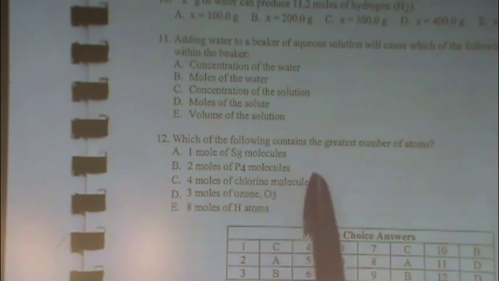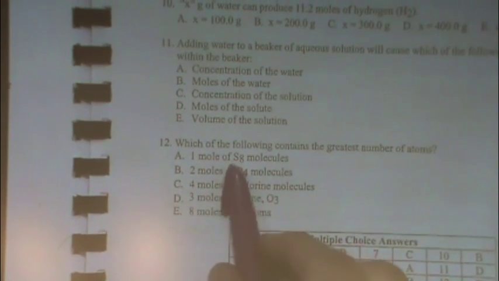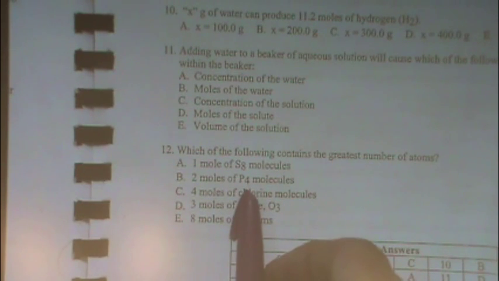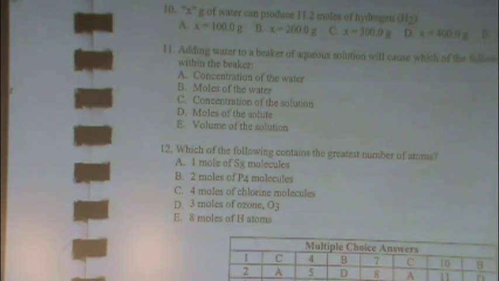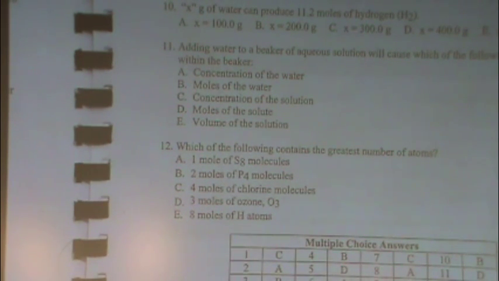So what you're going to do is remember Avogadro's number, 6.022 times 10 to the 23rd atoms per mole. This would have Avogadro's number times 8, because there's 8 sulfurs. This would have 2 times Avogadro's number times 4, because there's 2 moles. So 8 again. This would have 4 times chlorine. So 4 chlorine molecules. What does a chlorine molecule look like? Cl2. So this is also 8. 4 times 2. Is this too crazy that I'm not writing it down? Should I write it down?